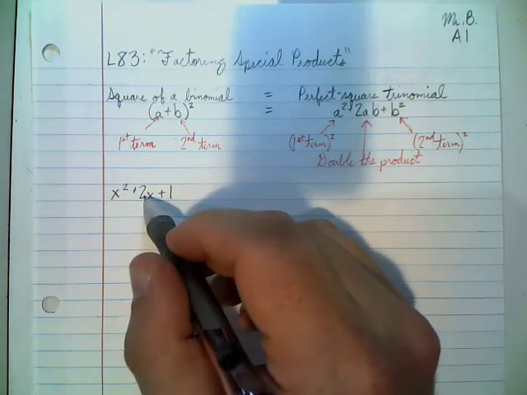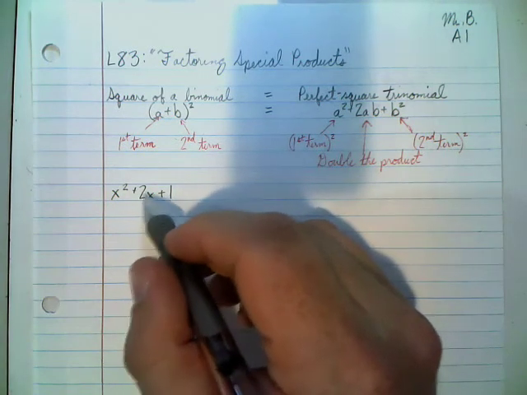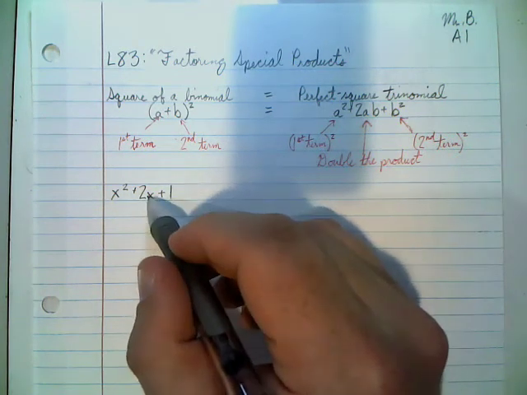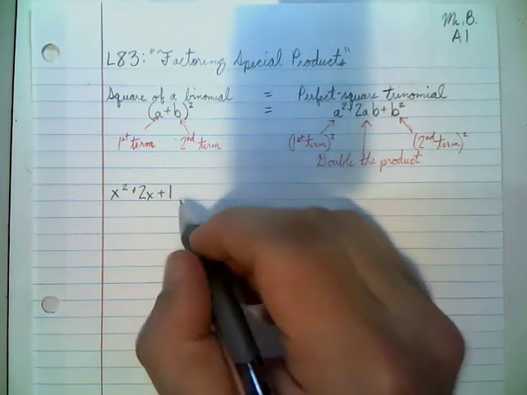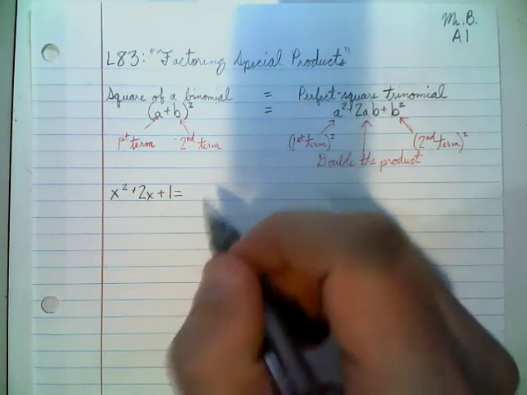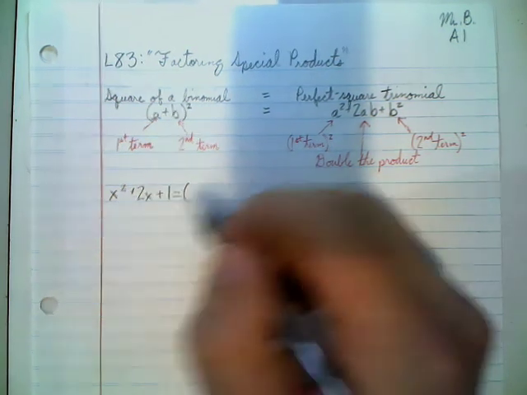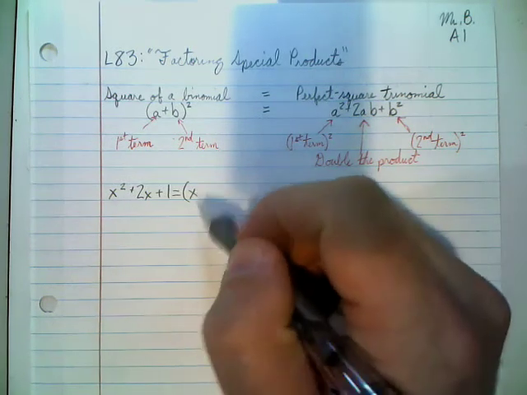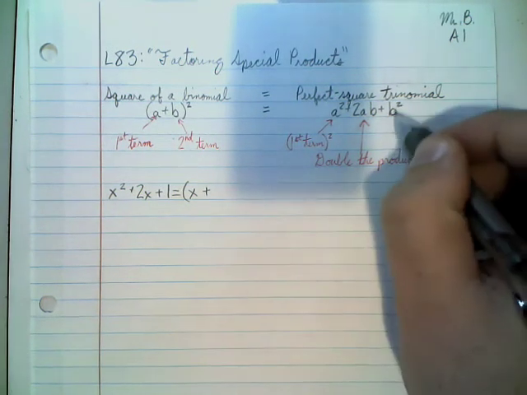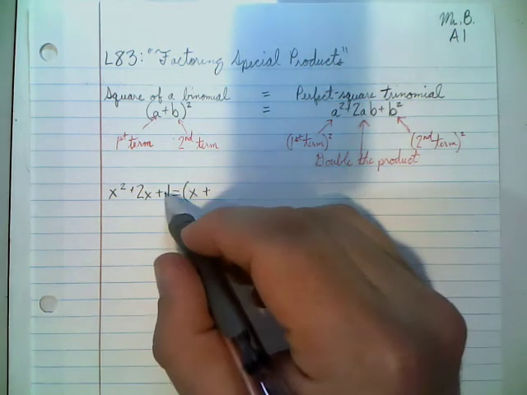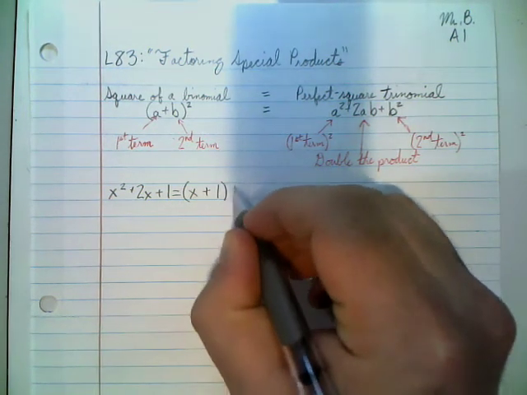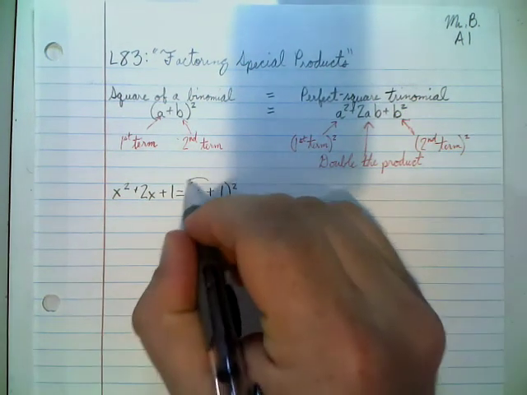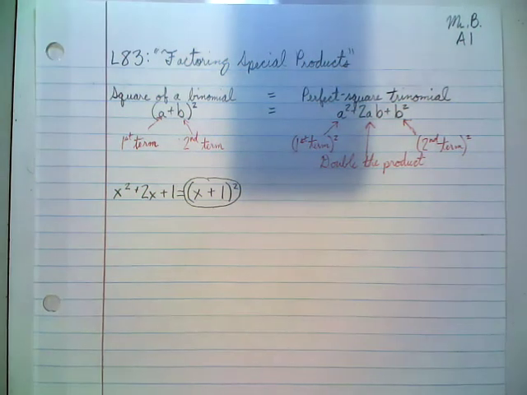Then we have to check the middle. Is the middle double the product of those two things? So x times 1, and then double it, is that 2x? Of course it is. Therefore this is a perfect square trinomial. We discovered that our A, what we have to square to get x squared, is just x, plus B, what do we have to square to get 1? 1. And there's my factored answer.